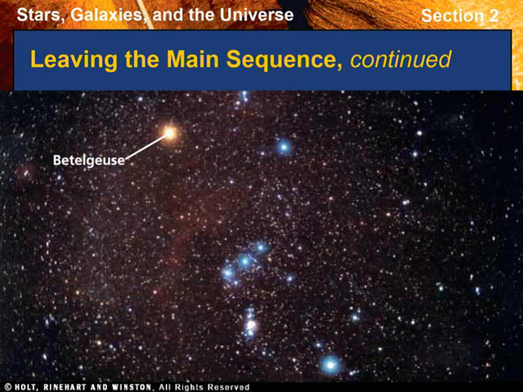Betelgeuse, the large orange-red star shown in Figure 6 on the screen here, is one example of a supergiant. Located in the constellation Orion, Betelgeuse is 1,000 times larger than the Sun. Though such supergiant stars may make up only a small fraction of all stars in the sky, their high luminosity makes the stars easy to find in a visual scan of the night sky. However, despite the high luminosity of supergiants, their surfaces are relatively cool.